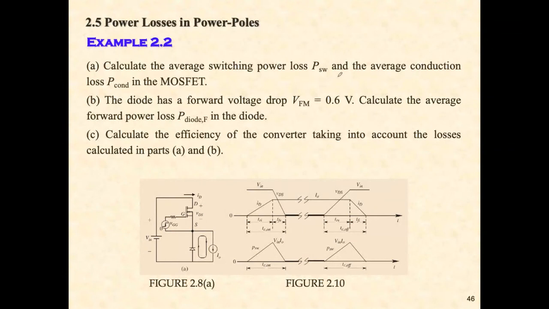Then part B asks you to calculate the average forward power loss in the diode with this information. Do you still remember P is equal to VI? But for the diode, it's kind of tricky, so we have a term for the duty ratio in the equation. Then part C asks you to calculate the efficiency of the converter, taking into account the losses calculated in both parts A and B.